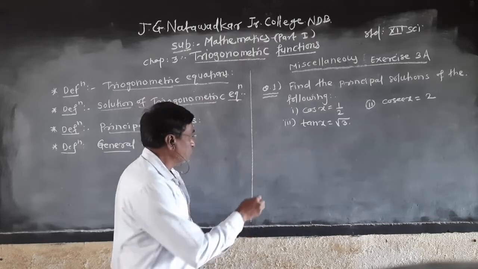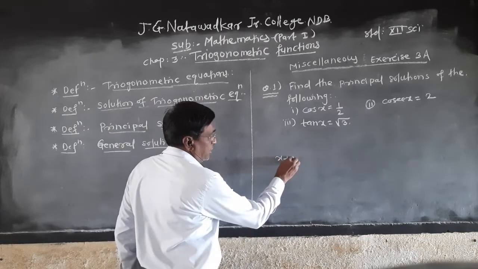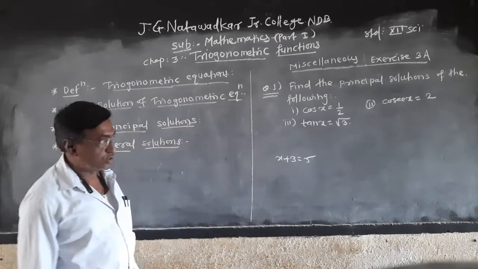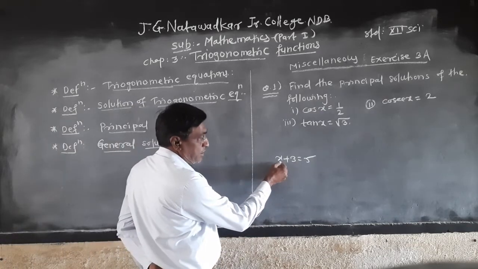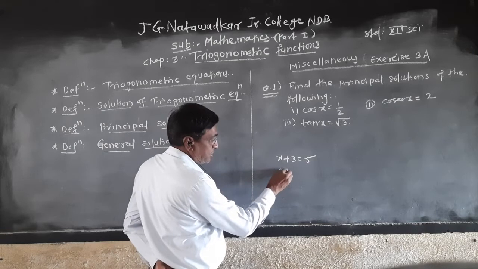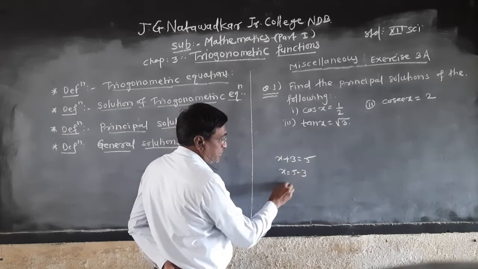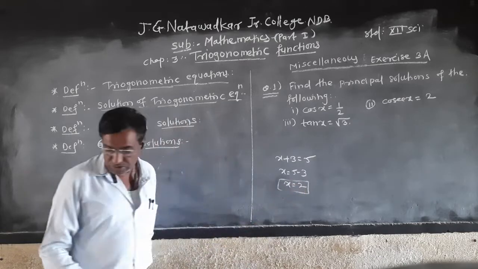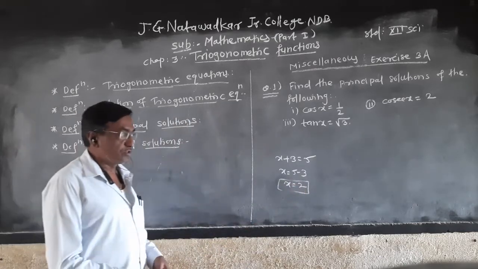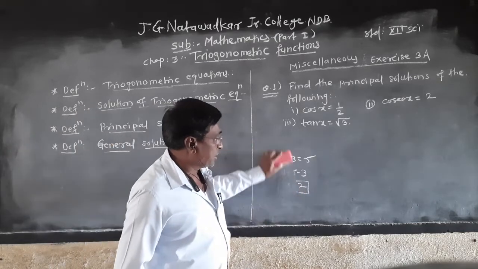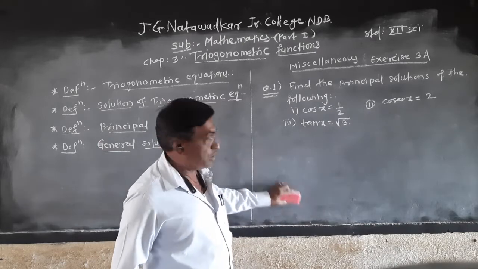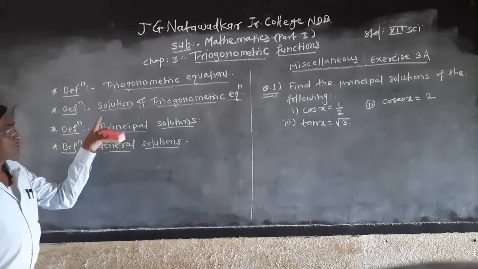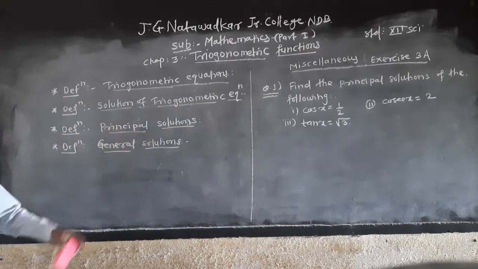For example, suppose x plus 3 is equal to 5. What is the solution of this? The solution means you simplify and calculate the value of x. x is equal to 5 minus 3, so x is equal to 2, and that 2 is called the solution of this equation. It is a linear equation, so the variable has a single value. If it is a quadratic equation, then it has two values. In the same way, we have the solution of a trigonometric equation.